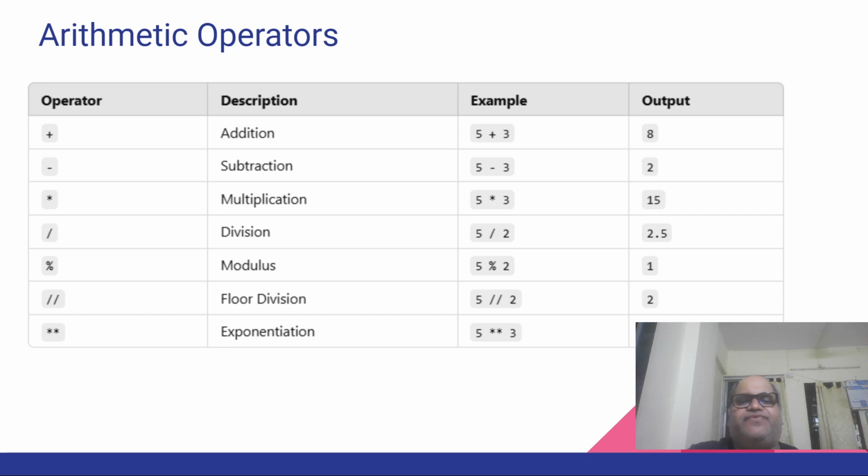So 5 % 2 is 1. Floor division, remember, is a double slash operator. Here you will get the integer part of it. So 5 floor division 2, you'll have 2 times full, and then one remainder, so it will actually give you the result 2. And exponentiation is x raised to the power y. So 5 raised to the power 3 is 125.